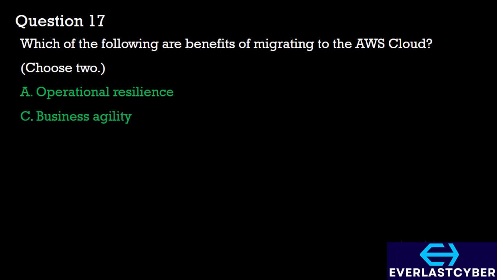For operational resilience, migrating to the AWS cloud helps to improve operational resilience, and it does this by providing features like automated backups, disaster recovery options, and the ability to quickly recover from outages or failures. For business agility, the AWS cloud allows organizations to rapidly scale their infrastructure up or down as needed. It also allows organizations to deploy applications quickly and respond more effectively to changing market demands. This agility enables businesses to innovate faster and adapt to customer needs more efficiently.